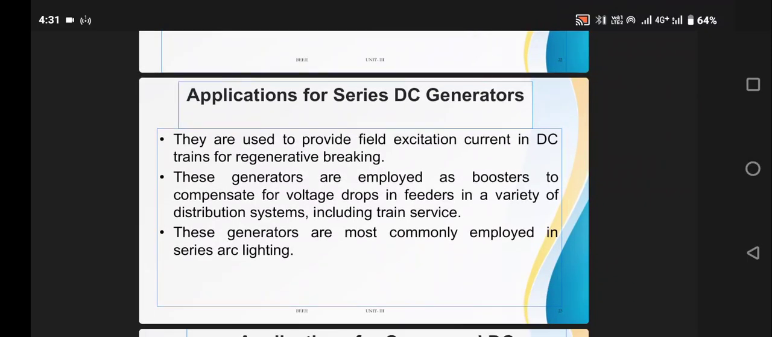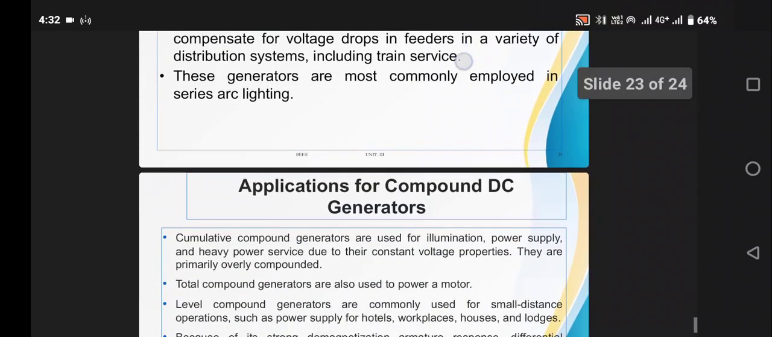Applications of DC series generators. They are used to provide field excitation current in DC trains for regenerative braking. These generators are employed as boosters to compensate for voltage drops in feeders in a variety of distribution systems, including train service. These types of generators are most commonly employed in series arc lighting.